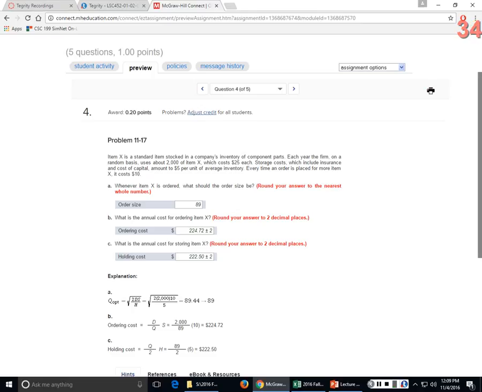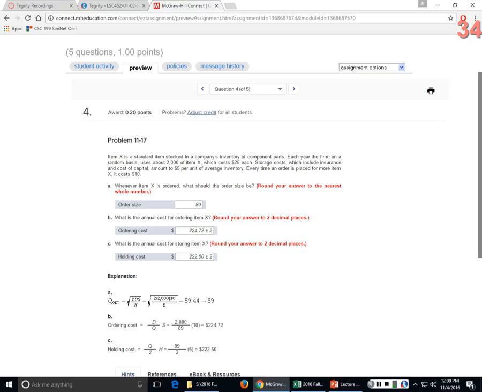As I keep going: each year the firm on a random basis uses about 2,000 of item X, which costs $25 each. Do you remember our variables? We have the annual demand, holding costs, setup costs, and the cost of the item. Sometimes we have the lead time, sometimes average demand. So the 25 would be the cost of the item.